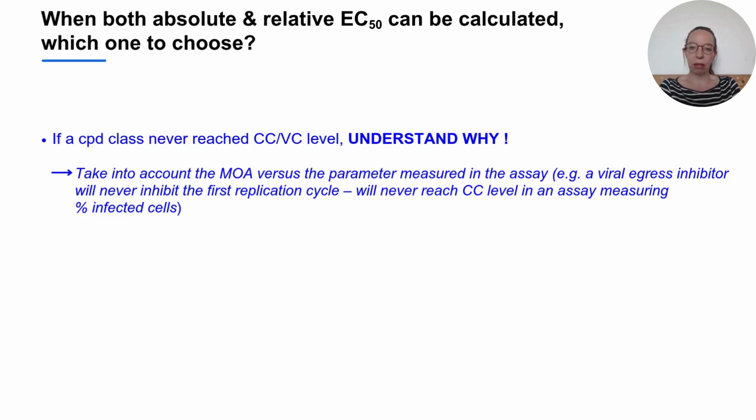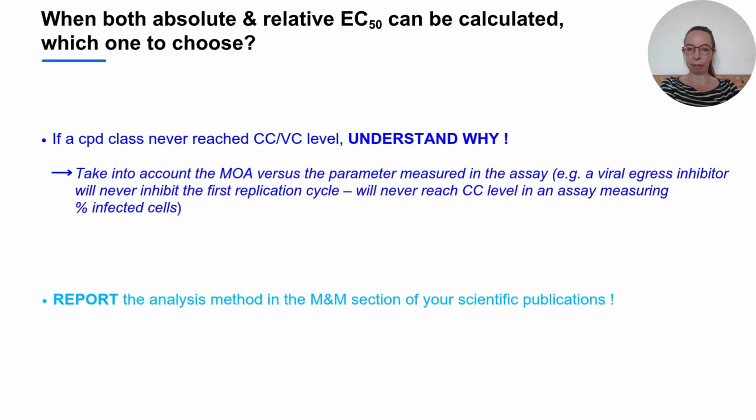Of course, do take into account the mechanism of action of the compound class you're studying versus the parameter measured in the assay. So, for instance, a viral egress inhibitor will never inhibit the first replication cycle by definition, and thus it will never reach CC levels in an assay measuring the percentage of infected cells, because there will always be this first replication cycle. In that case, it might be perfectly fine that the 100% inhibition is not reached. But anyhow, again, please understand why.